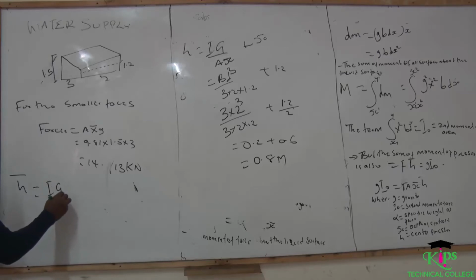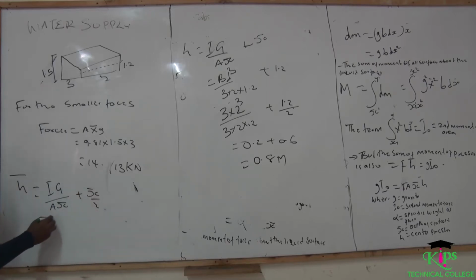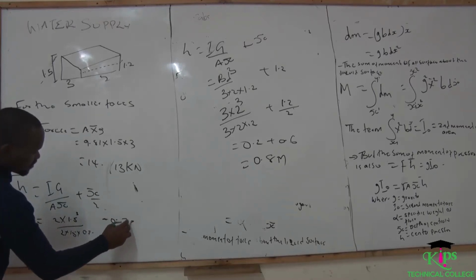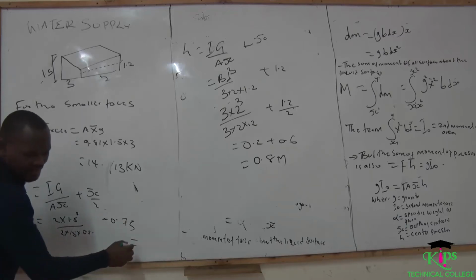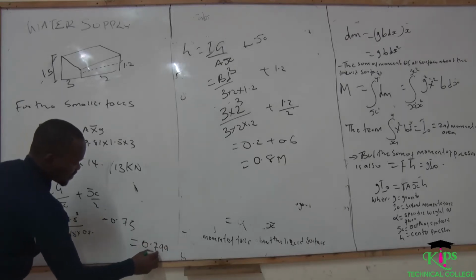If you want to get the center of pressure, we get it as the moment of inertia against the center of gravity divided by the area times the depth of the centroid. Then we add the half of the centroid. BD cubed will be 2 times 1.5 cubed divided by 2 by 1.5 times 0.75, then we add 0.75, and we get 0.799, which we can say is 0.8 meters.